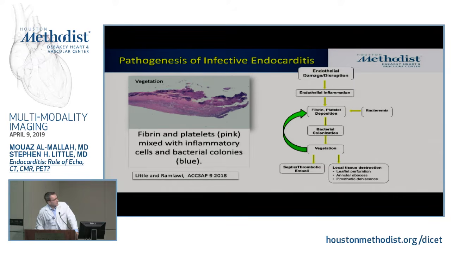This is what a typical bacterial inflammation lesion looks like. So you've got a combination of fibrin, platelets, and the blue stuff here is the bacterial colony. So now remember that one because that changes when I show you a non-infectious endocarditis lesion in a minute.